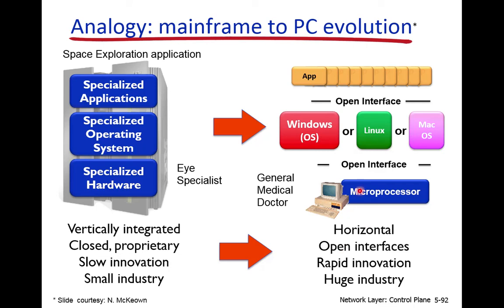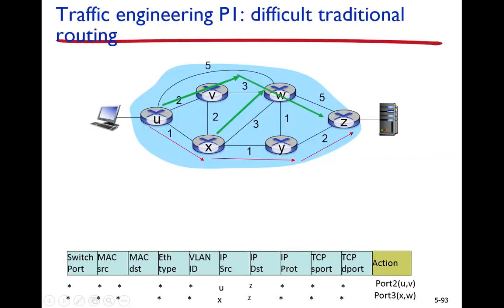So with open interfaces, the microprocessor is implemented so that Windows can be run, Linux can be run, and Mac can be run. So it provides rapid innovation, and it has a huge industry. Like the general medical doctor, who can see patients with various diseases, but the eye specialist can only examine patients with eye problems. Okay, so this is SDN, and this is the proprietary devices, the per-router architecture. Now we are going to discuss some more limitations of per-router architectures.